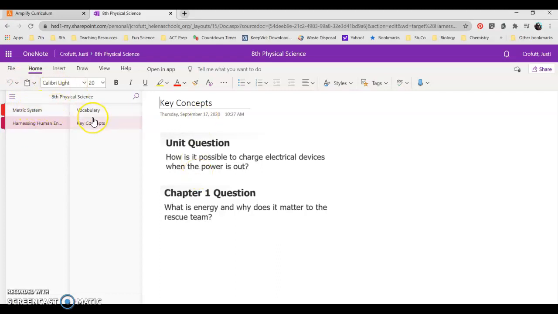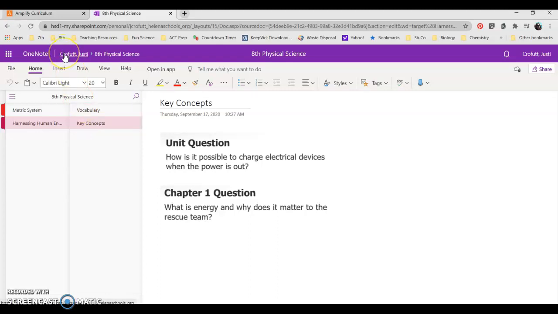Okay, so go ahead, take a second. I'm going to let you pause and set up your notebook for Harnessing Human Energy with 2 pages, vocabulary, and key concept. Go ahead and hit play when you are done, and we'll keep moving on.